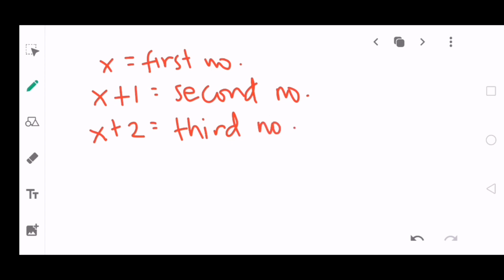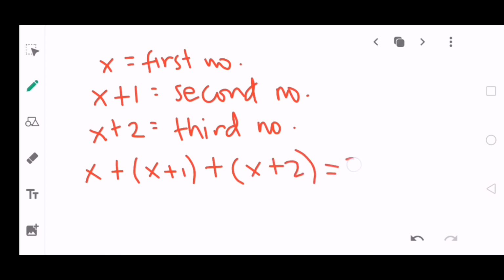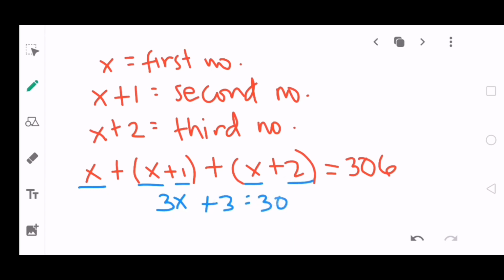So this will be our representation, and it says in our problem that the sum of these 3, x plus x plus 1 plus x plus 2 is 306. Now let's try to simplify this further. We have 3x, and 1 plus 2 is 3, so 3x plus 3 is equal to 306.